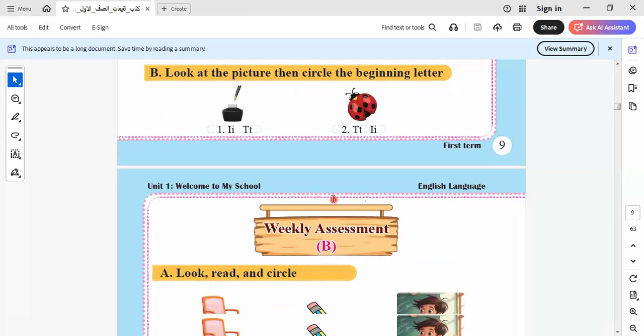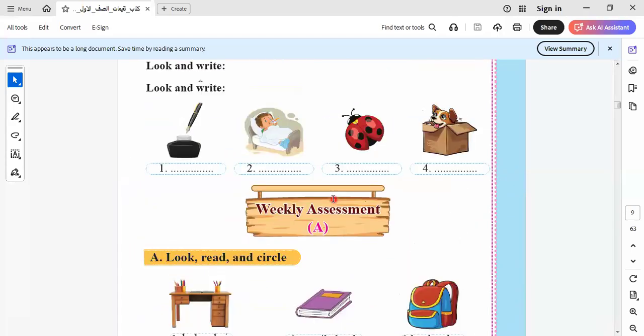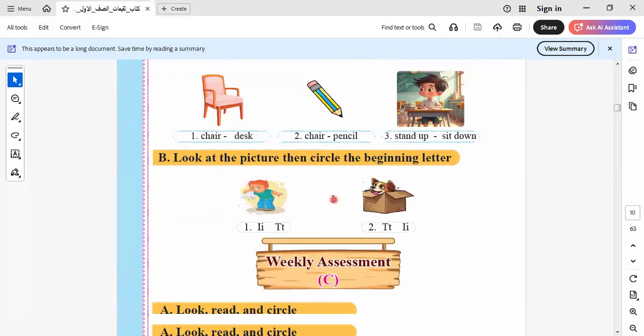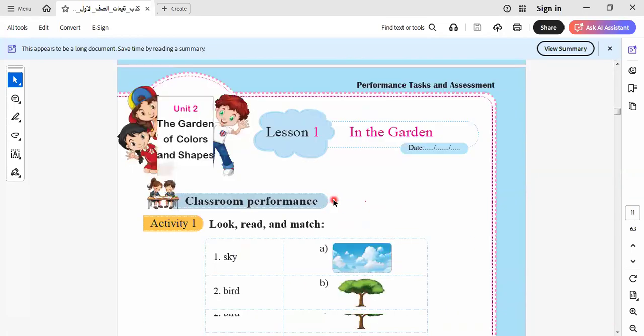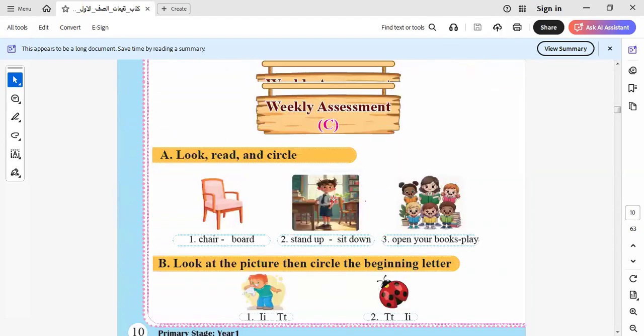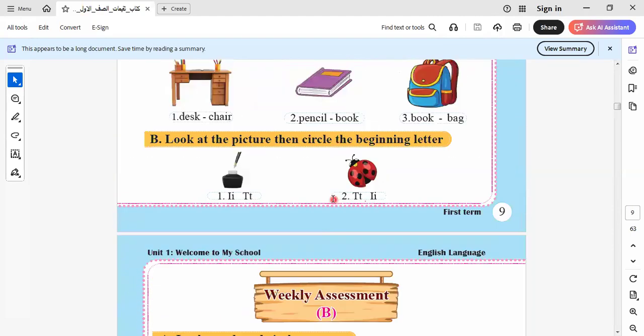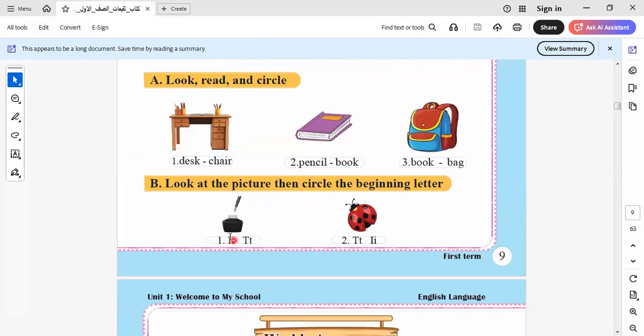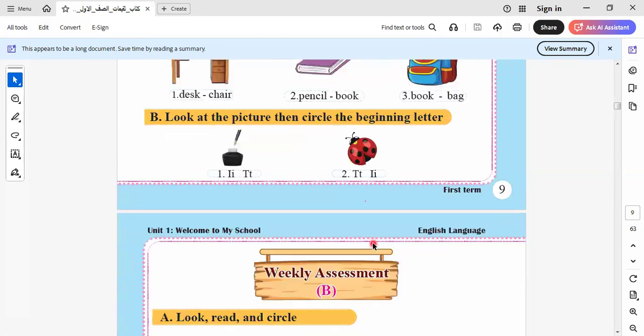Let's do this exercise together. You think it's unit 2? No, it's not unit 2, it's still unit 1. So here I answer this part. What is this? It's a desk, so I select this one. What is this? It's a book. What is this? Bag. Here it will be ink, which starts with letter I. Pencil starts with letter P.